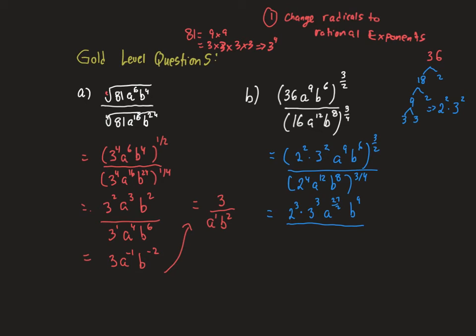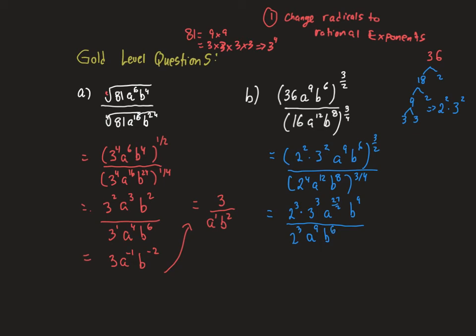Okay. So you're going to be getting 4 divided by 4, which is gone, so you'll be left with 2 to the power of 3 as well there. And you're going to have 12 divided by 4, which is 3 times 3 is 9. And b to the power of 8 divided by 4, which is 2 times 3, which is 6.